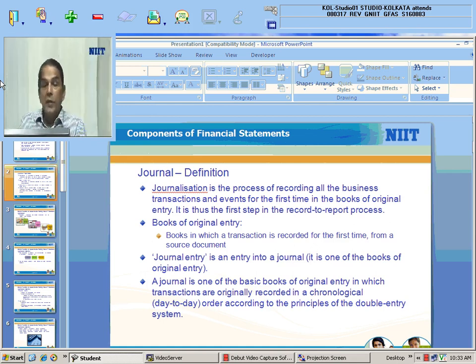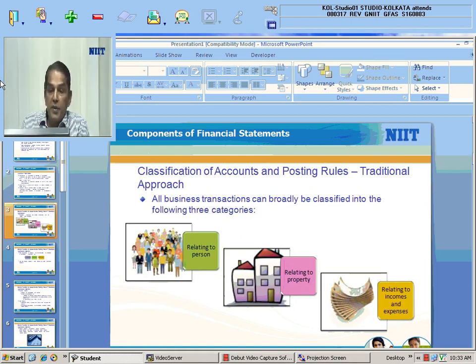So if you look at various kinds of business transactions, there are certain business transactions which relate only to a person. The transaction is with another person. There are business transactions which are related to property, like somebody purchases a fixed asset, somebody purchases land. So this transaction is relating to a property.